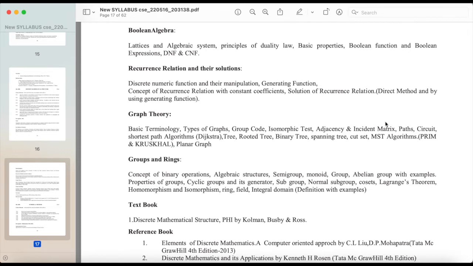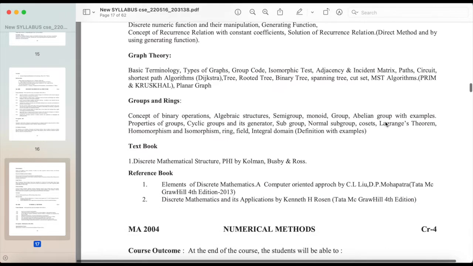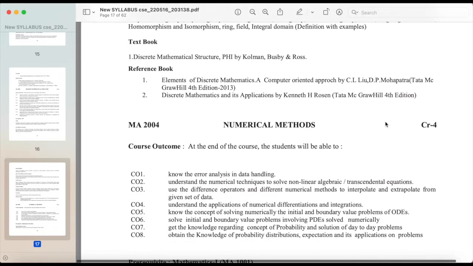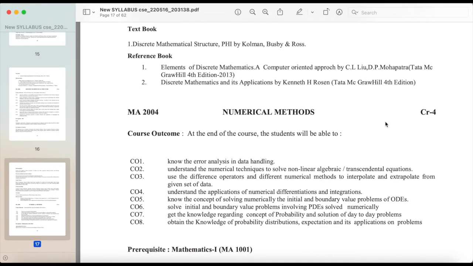Abelian Group with Examples, Properties of Groups, Cyclic Groups and its Generator, Subgroup, Normal Subgroup, Cosets, Lagrange's Theorem, Homomorphism and Isomorphism, Ring, Field, Integral Domain, Definition with Examples. Textbook 1: Discrete Mathematical Structure, PHI by Kolman, Busby and Ross.